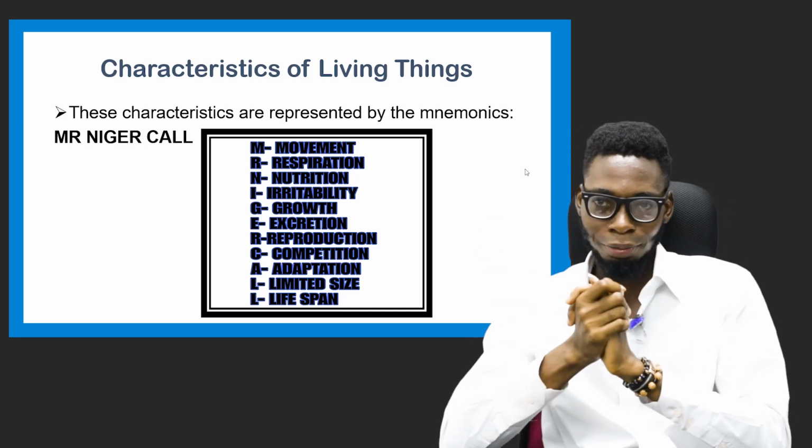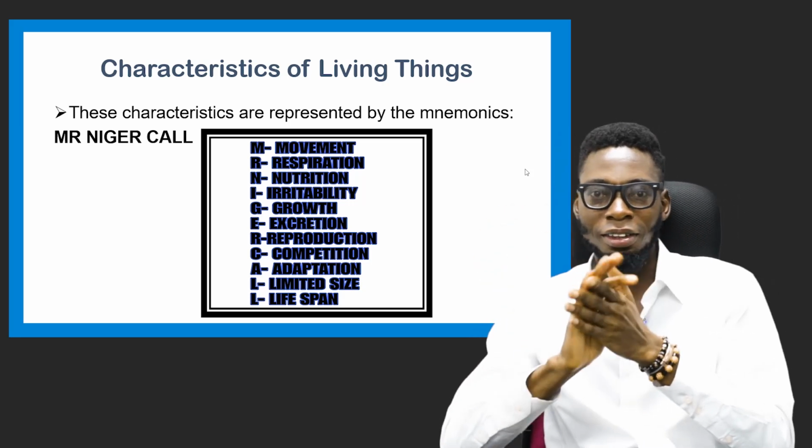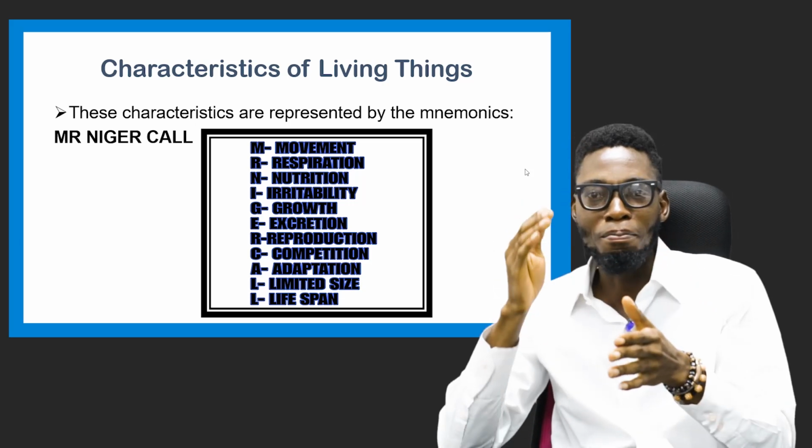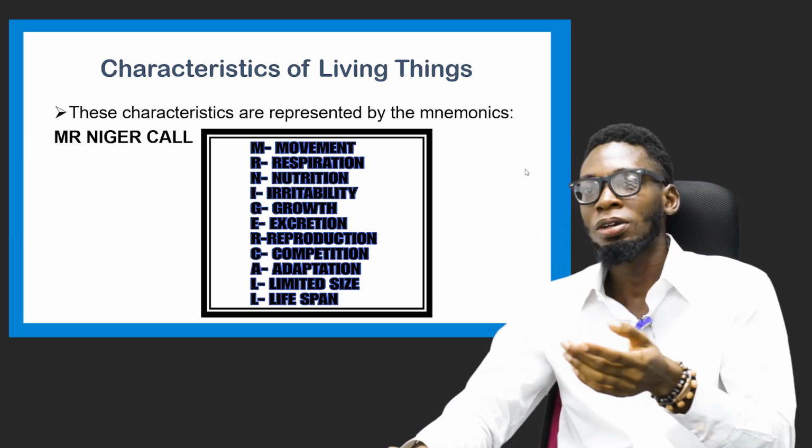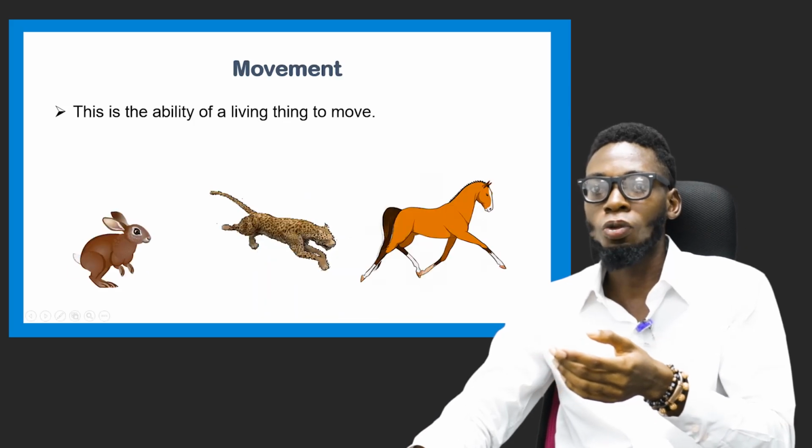These are all the characteristics of living things: movement, respiration, nutrition, irritability, growth, excretion, reproduction, competition, adaptation, limited size, and lifespan. You can recall all these characteristics by just remembering Mr. Ninja Call. So we'll look at all these characteristics one by one.